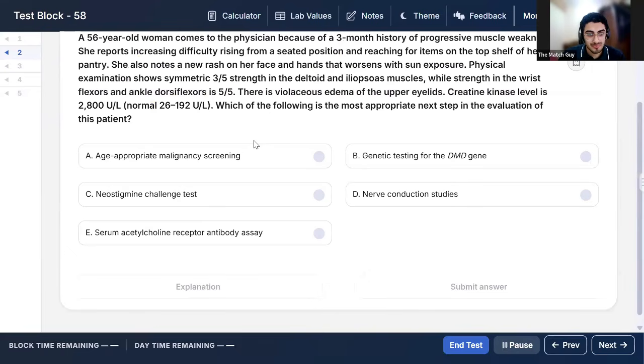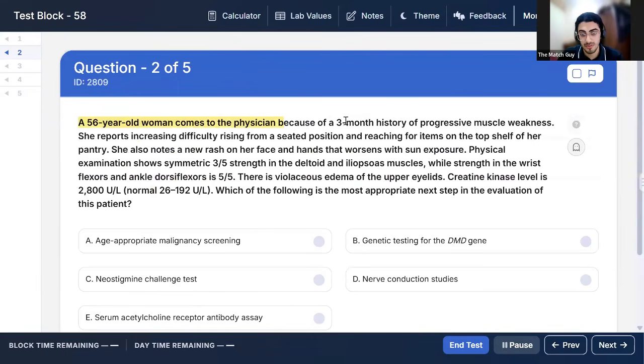All right. So we have a 56-year-old woman coming to the physician because of a 3-month history of progressive muscle weakness. She reports increasing difficulty rising from a seated position and reaching for items on the top shelf of her pantry. She also notes a new rash on her face and hands that worsens with sun exposure. Physical examination shows symmetric weakness in the deltoid and iliopsoas. There is violaceous edema in the upper eyelid and the creatine kinase level is elevated. What is this condition? Yeah, so this is the classic presentation of dermatomyositis as we mentioned.